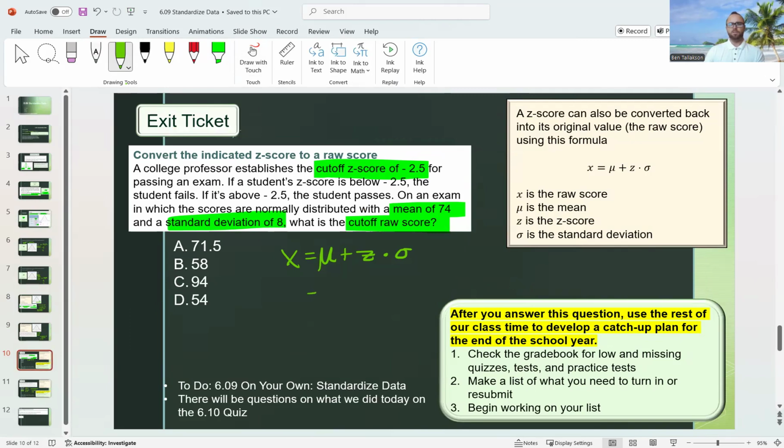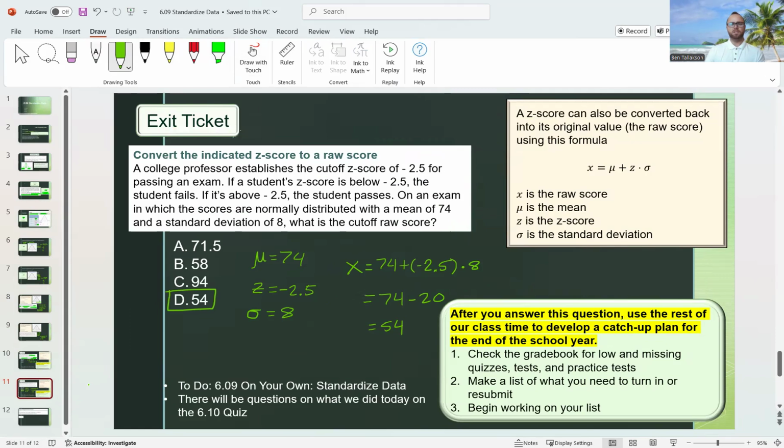We have our mean, our Z-score. Use parentheses, don't get your signs mixed up, times the standard deviation. So we multiply and we add to get 74 minus 20, subtract. Answer is D.